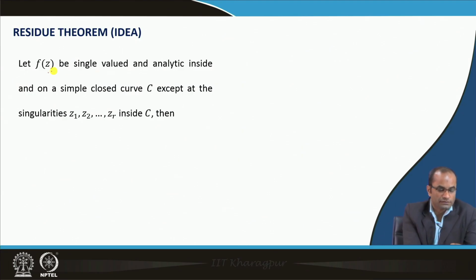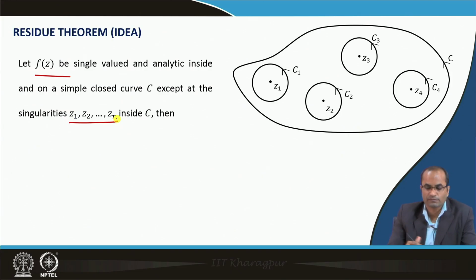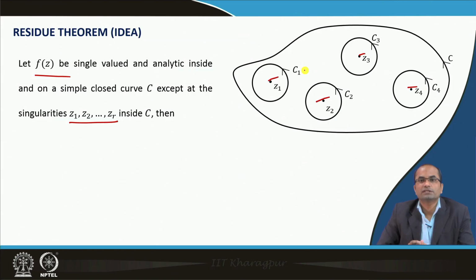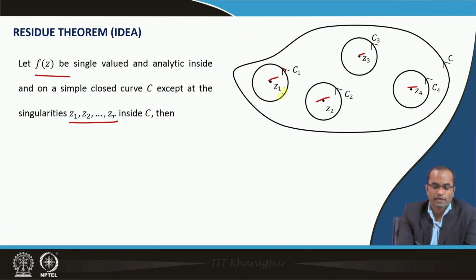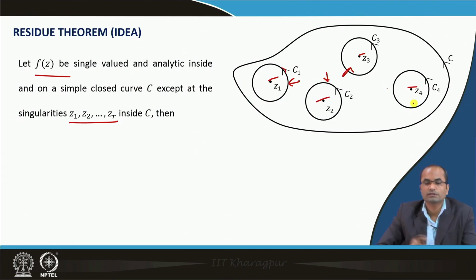So, we have this function f(z) which has r singularities. That means we have a curve which encloses all these singularities, and for each singularity we have a curve C 1. These are isolated singularities, so we can always enclose each by a circle which does not contain further singularities. These are the circles which enclose all these singularities, with only one singularity in each circle.